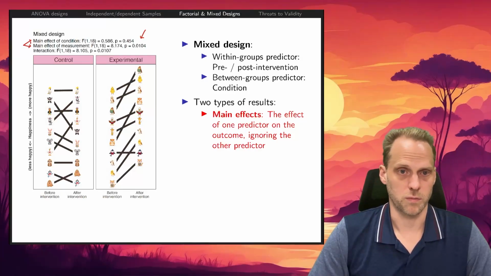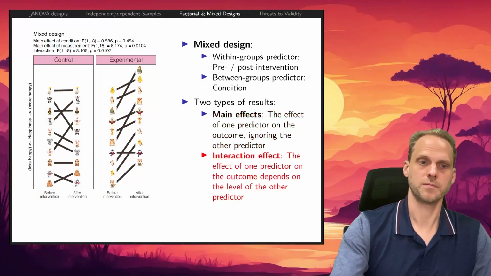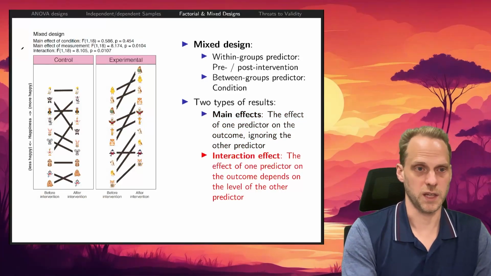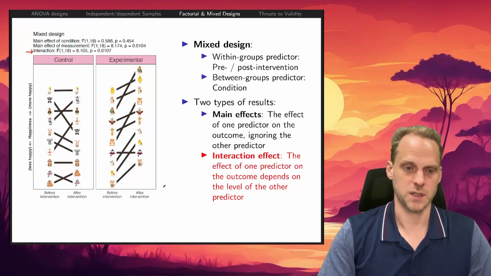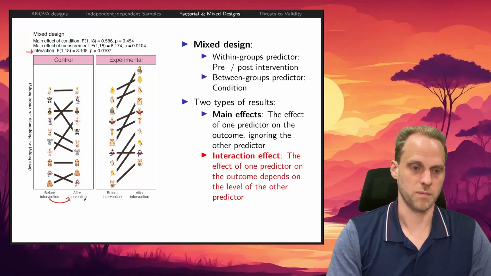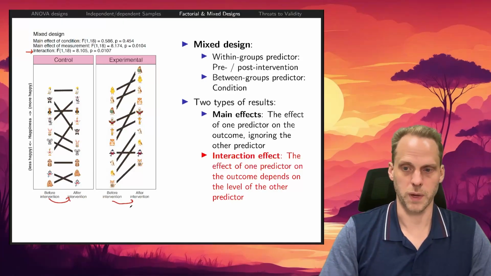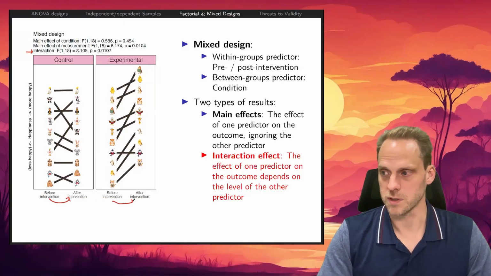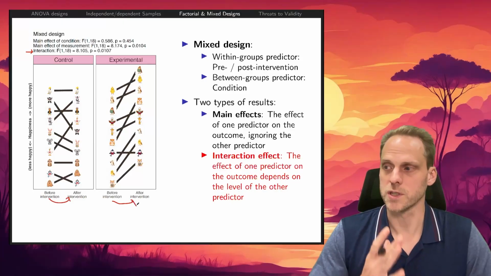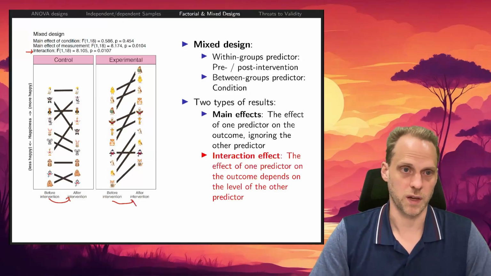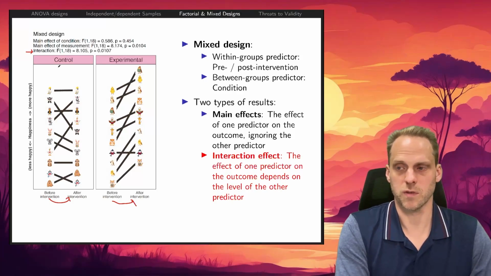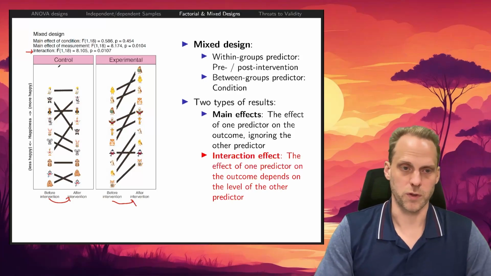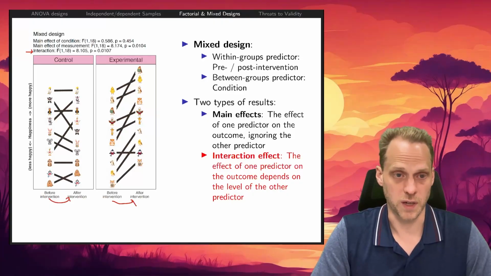We see an effect of measurement, a very small one, and we see an interaction. The interaction here, that's the one we're interested in. The interaction looks at, is there a difference in the effect over time in the control condition compared to the experimental condition? And that's the one our hypothesis would be at in this case. We do not necessarily expect a main effect for measurement because we still have the control condition. We want to find the significant interaction effect.